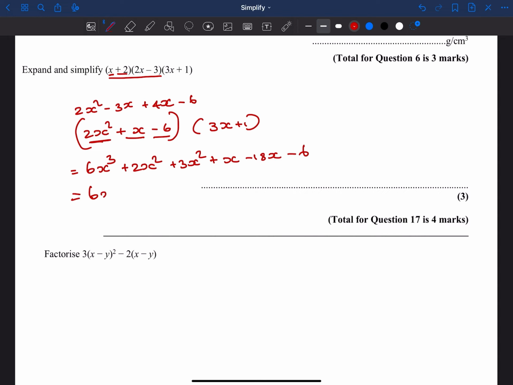Can you see 6x cubed? There's nothing to do with this. Plus 2x squared plus 3x squared goes together, plus 5x squared. Plus x minus 18x gives me minus 17x, remember. Minus 6, and that's your final answer.